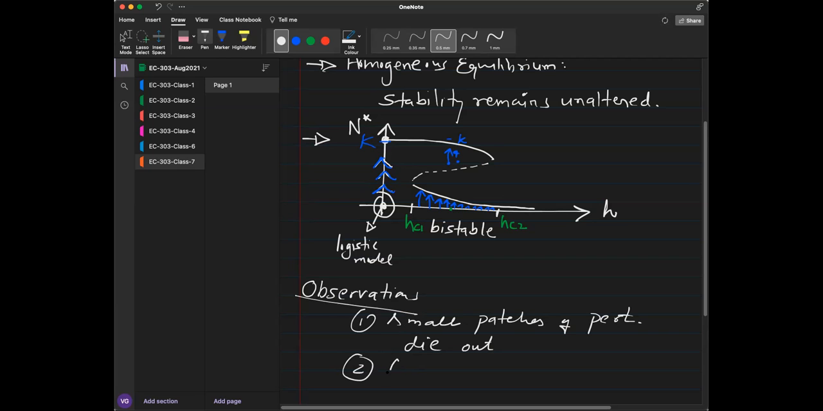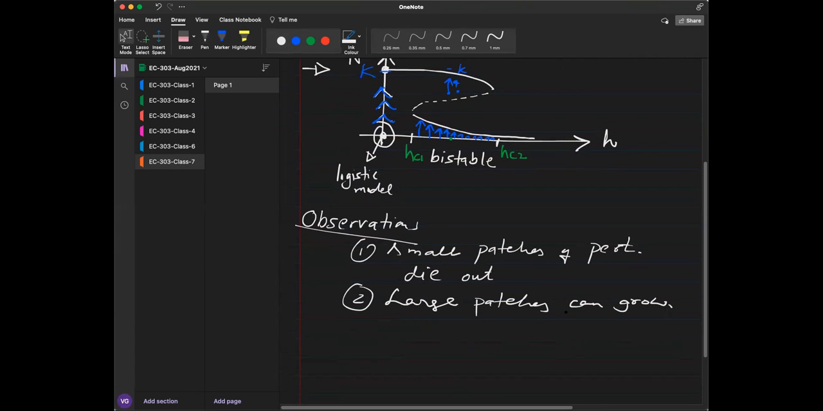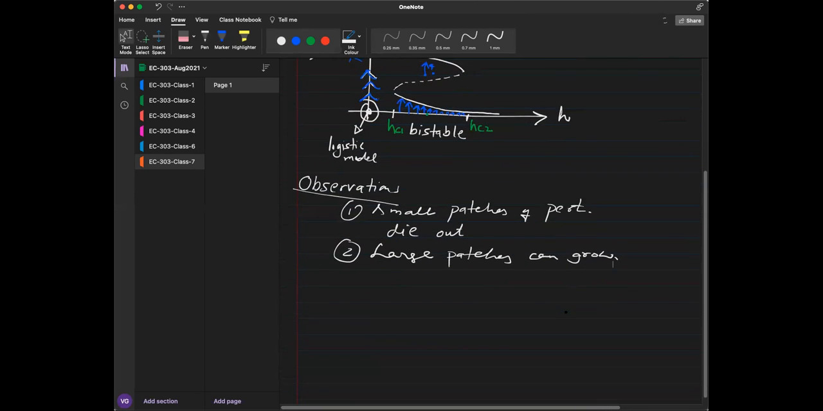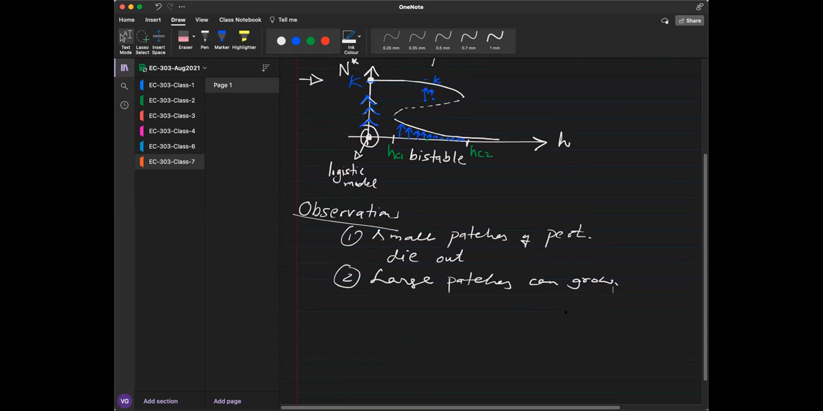The second observation was large patches can grow. From these two, what can you conclude about the area of patches and whether the perturbation grows or decays?